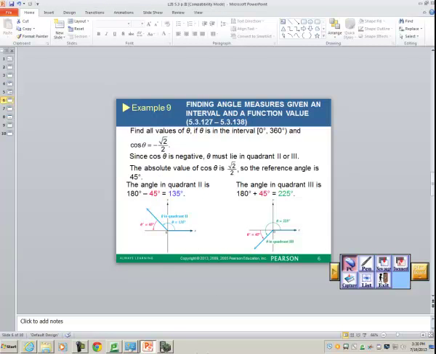Okay, find all values of theta in the interval from 0. Now notice that it's closed at 0 and open at 360. In other words, you can include 0, but you cannot include 360. So that way the same angle is not counted twice. Okay, so cosine theta is negative square root 2 over 2. Well, since cosine is negative in either quadrant 2 or 3, the absolute value of cosine is the reference angle. It's 45 degrees. And the angle in quadrant 2 is going to be 180 minus 45, which is 135 degrees. And so for quadrant 2, it's 135, and for quadrant 3, it's 225.